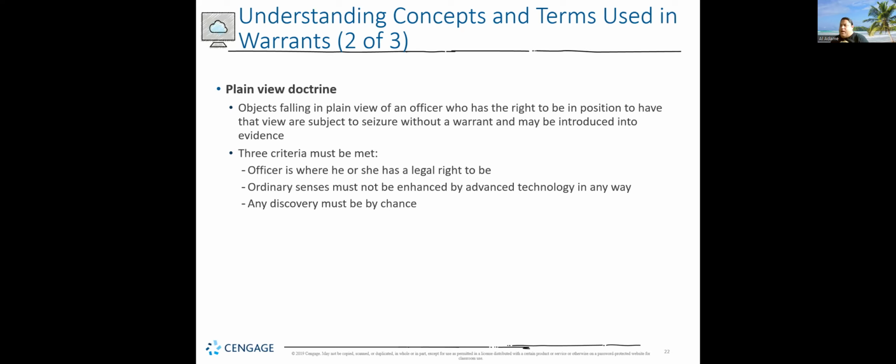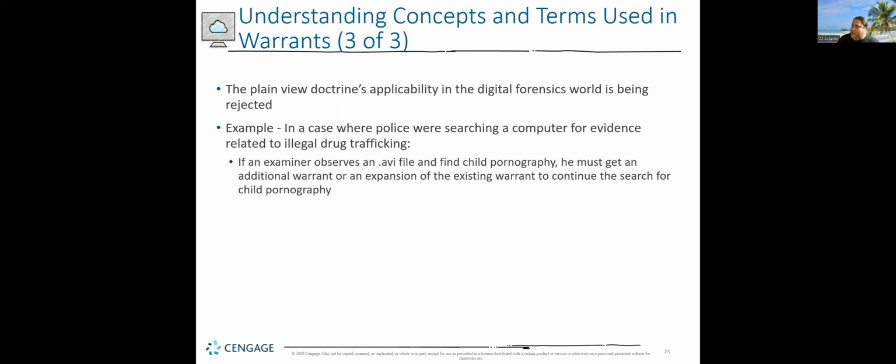The criteria: the officer must be where he or she has a legal right to be. Cops can be anywhere, right? Ordinary senses must not be enhanced by advanced technology, so they can't use Google Glass or binoculars. They have to see with their own eyes. Any discovery must be by chance, so it just happens that they walk by. Then they give an example, I believe.